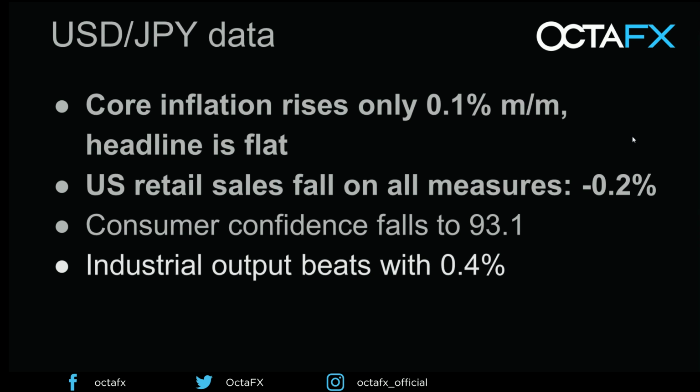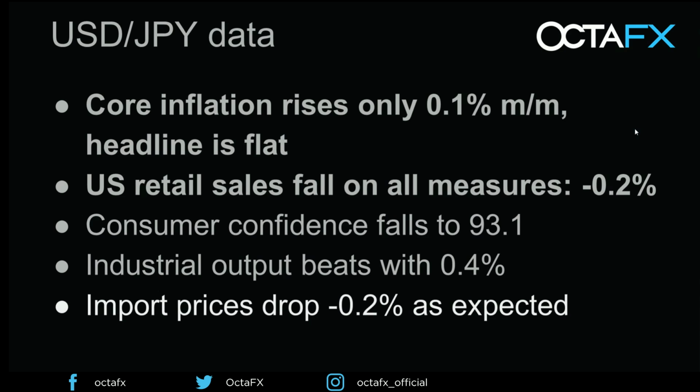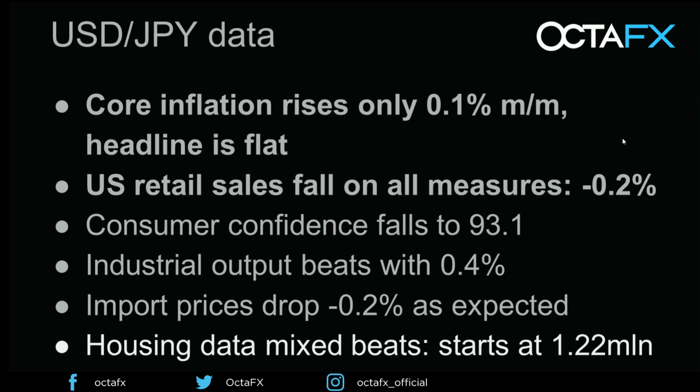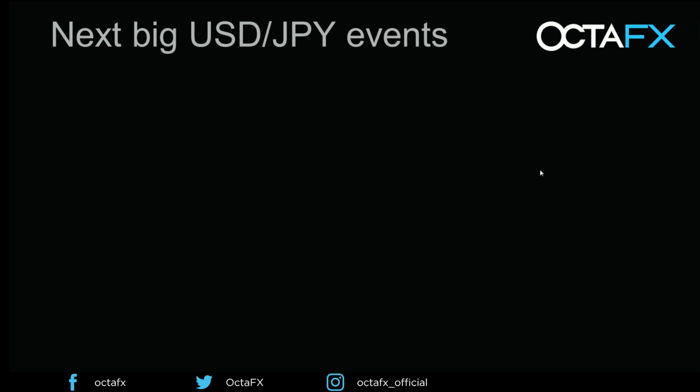Not all figures were bad. Industrial output beat expectations, rising 0.4. Import prices did not surprise, they dropped 0.2. And housing data, we got just yesterday both figures: housing starts rose to 1.22 million, and building permits also beat expectations, coming out at 1.25.